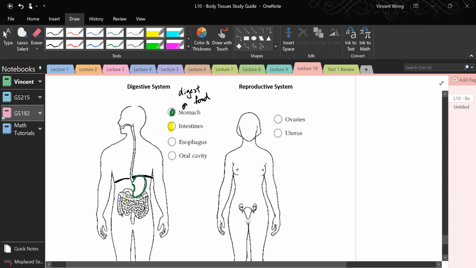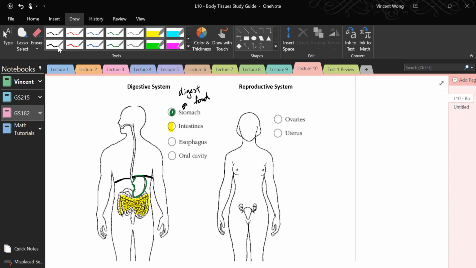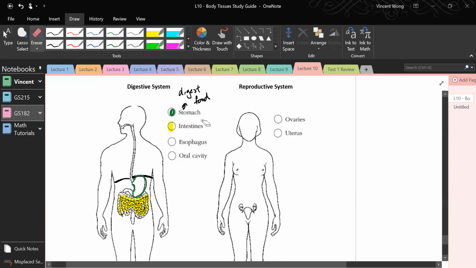The intestine, all this stuff here. There's a small intestine and a large intestine. So what does it do? Intestine: more digestion, plus absorption of nutrients.